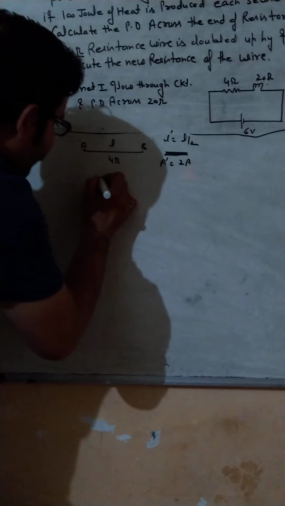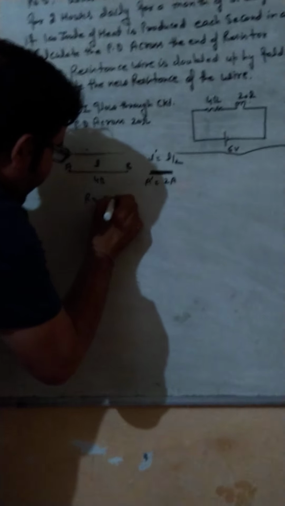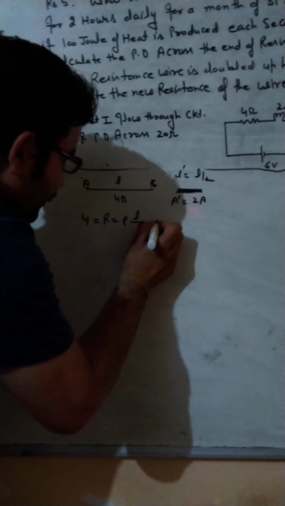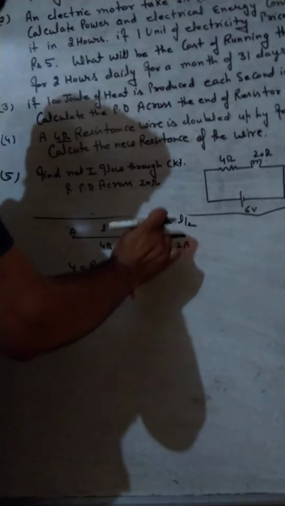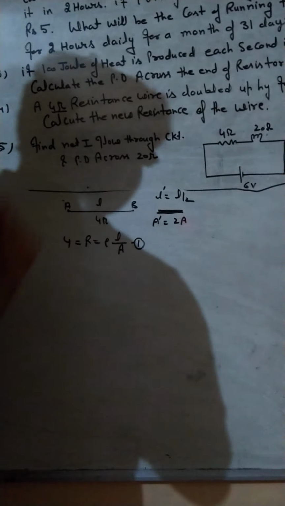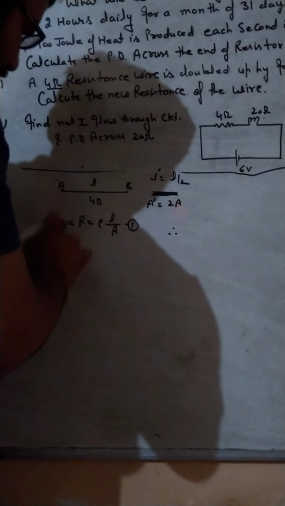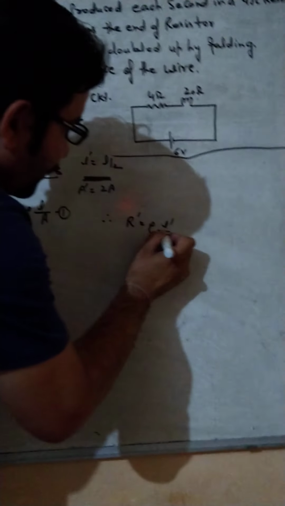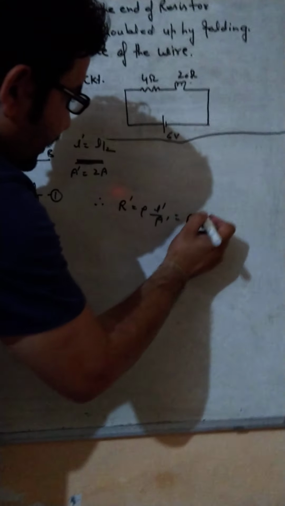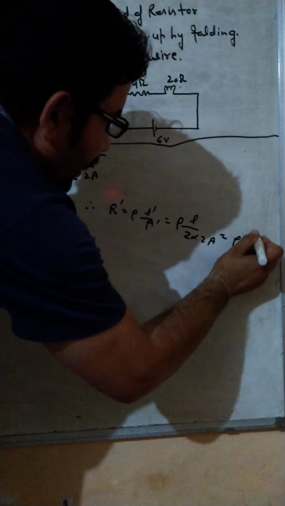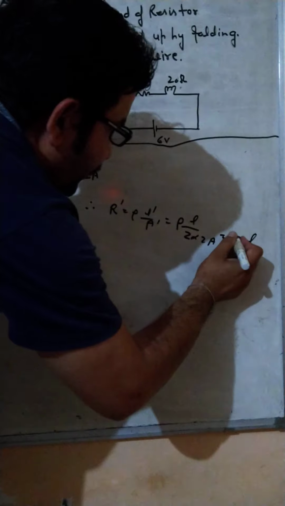Now, here the formula is R is equal to rho L by A. But here R is 4 ohm. That is equation number 1. But when we fold it, its length becomes half, but area becomes twice. So we will use that formula again, and the new resistance will be R dash equals rho L dash upon A dash. But rho is the same, L dash is L by 2 and area is 2A. That means rho L upon A into 1 by 4.